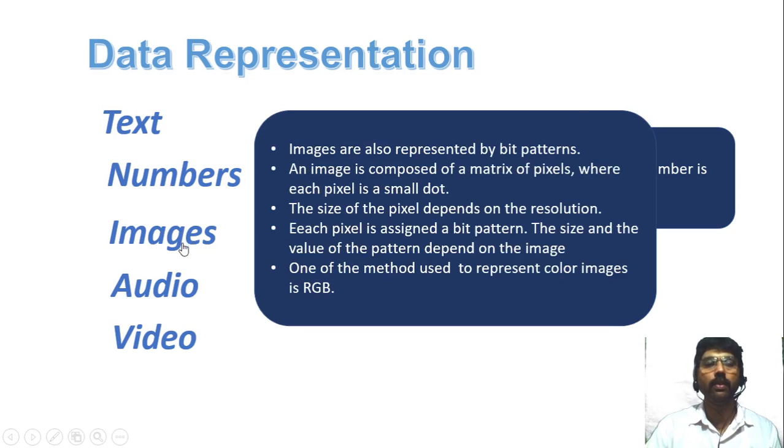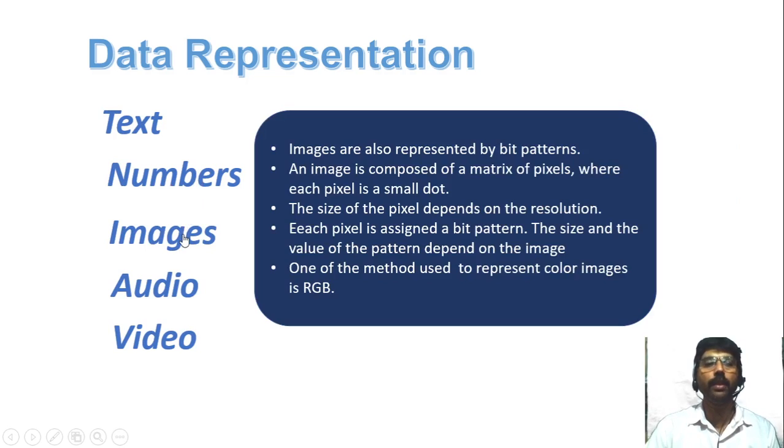The next one is that we can transmit data in the form of images. Images are also represented by bit patterns. An image is made up of small dots called pixels. An image is nothing but a matrix of pixels. A small pixel is a bit pattern which specifies what type of color it is storing. Each pixel stores a particular color, and that color is represented by a bit pattern.